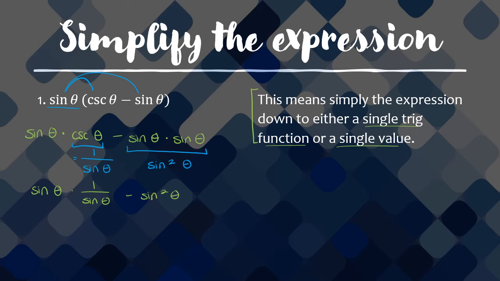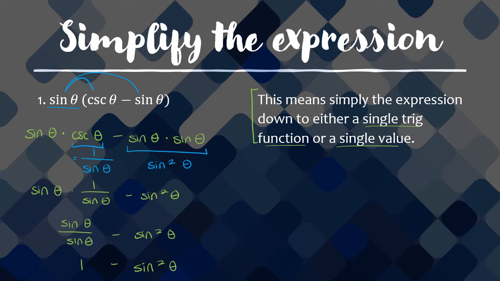Okay, well sine times 1 over sine, let's simplify that. That's actually the same thing as sine over sine. And then we're not really changing our minus sine squared piece. Well, sine over sine, that's like x over x, 4 over 4. Anything over itself simplifies simply down to 1. So what we really have is 1 minus sine squared of theta. Now this isn't fully simplified. Again, we want just one trig function or a single value. We have kind of both going on right now.